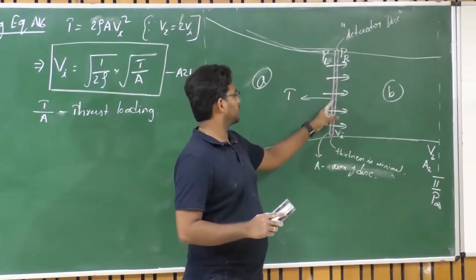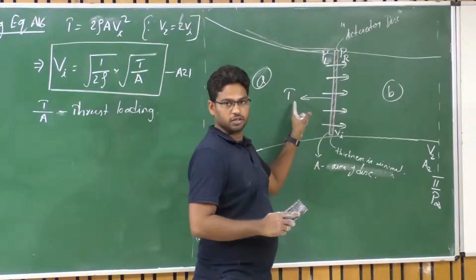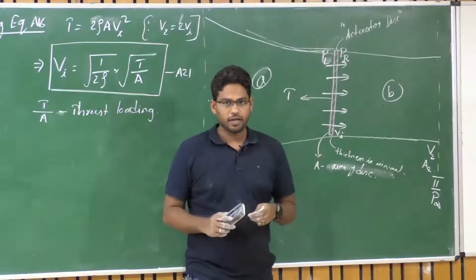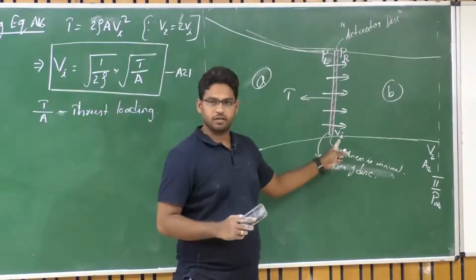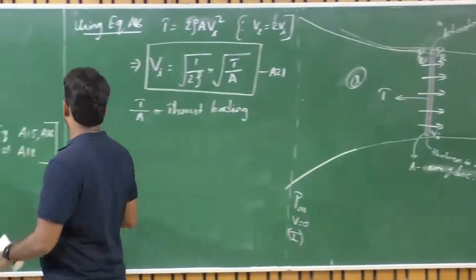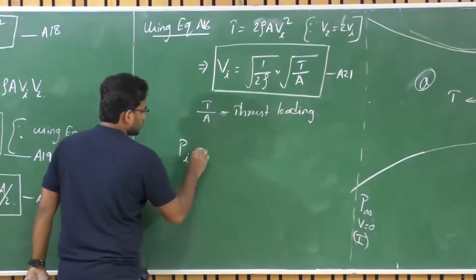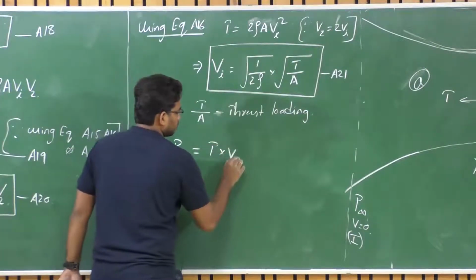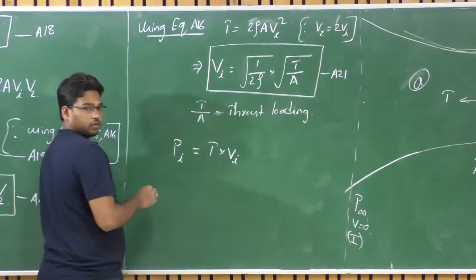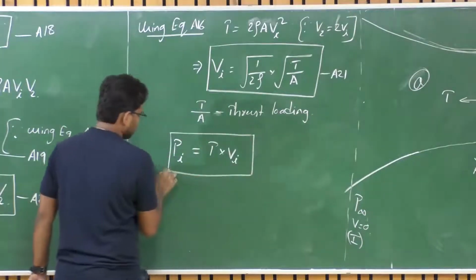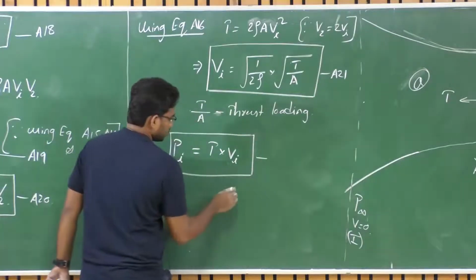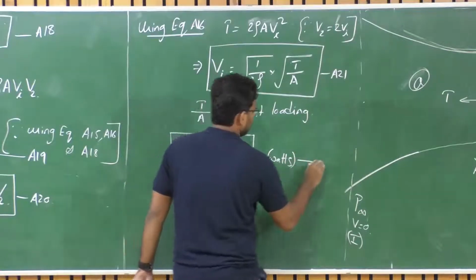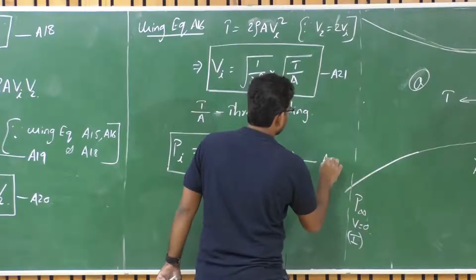So that means if this disk is generating thrust T, this disk is also pushing the air with the same force, but in the opposite direction, right? And it is pushing that air at a velocity Vi, isn't it? So the power induced, or the power that we need to put in, is equal to thrust times Vi, right? Am I correct or not? The force times the velocity. So what are the units of this power? Which is watts. So this equation will be A22, right?